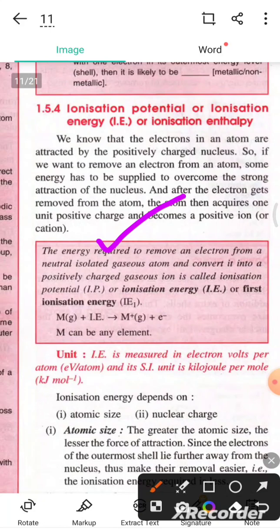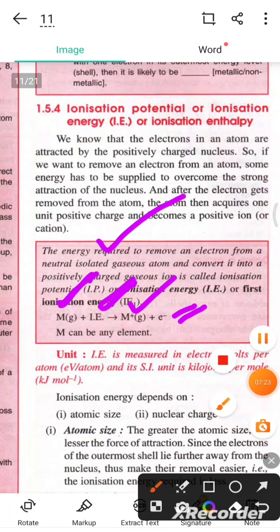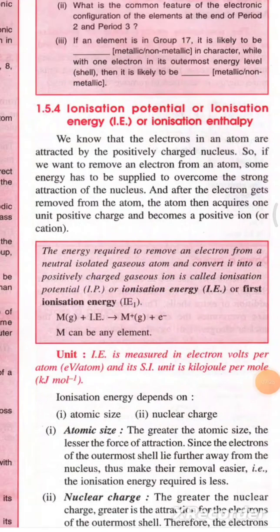You can see one metal in the gaseous state, and when the ionization energy is provided, that electron will be removed and it will become a cation. So simply try to understand, ionization potential means the energy required to remove the electron, but that should be loosely bound. If loosely bound, then less ionization energy is required. If tightly bound, if the electrons are closer to the nucleus, then more ionization potential is required.